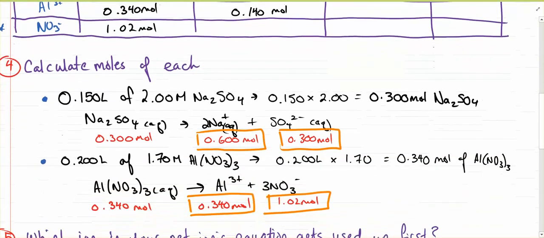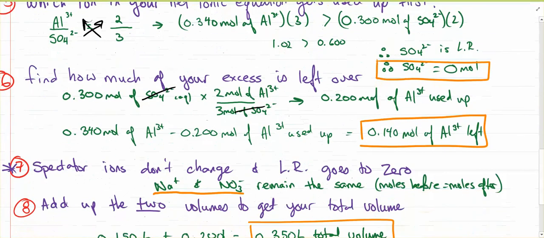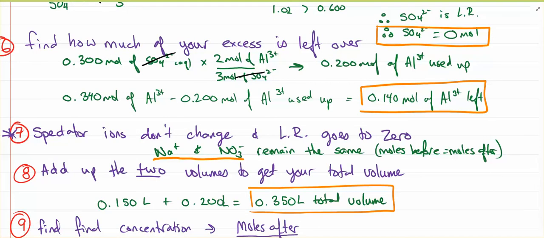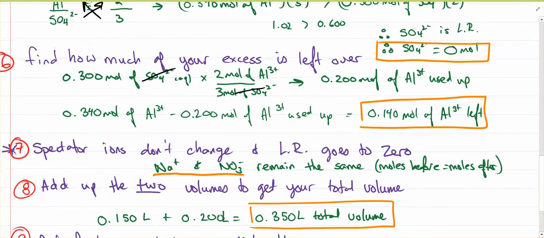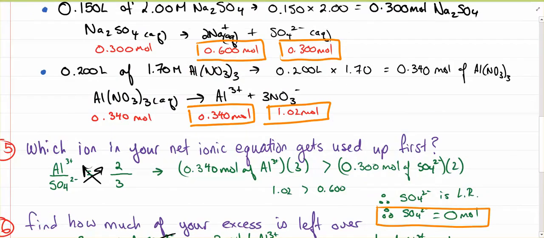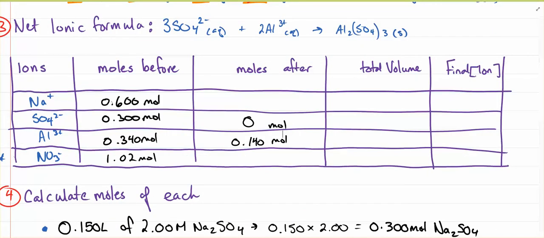And then that leaves me with the sodium and the nitrate. They're spectator ions and they don't change. Sodium and nitrate are not part of the reaction that forms the precipitate, so they remain the same. Their number of moles will remain the same. So when we look at the moles before and moles after, this is still going to be 0.600, and this is still going to be 1.02 moles.